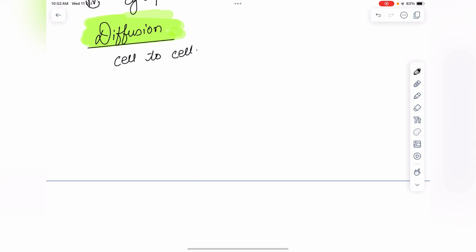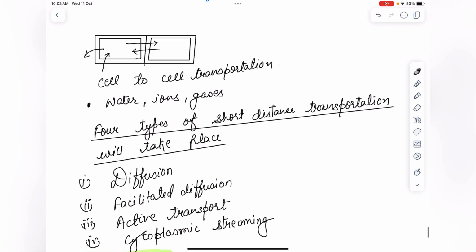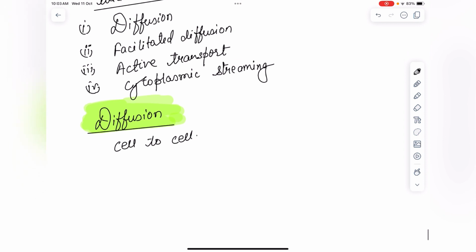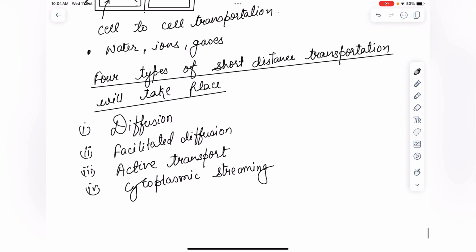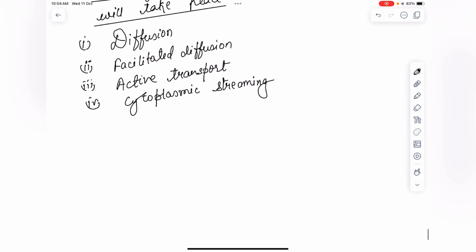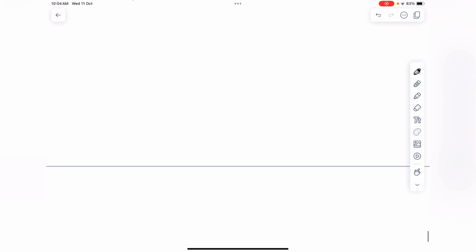This is short distance. And what is diffusion? What is the explanation of diffusion? One more thing before starting diffusion, I'll explain. See, this is the short distance transportation. The second one is long distance transportation.